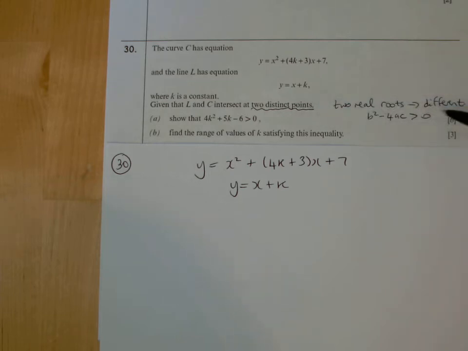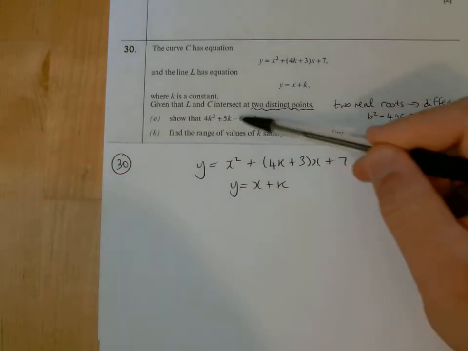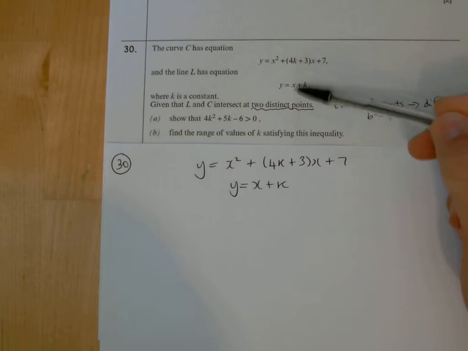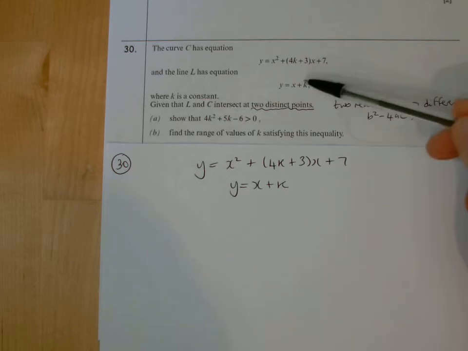So if you've got two distinct real roots, we often think of this discriminant thing, don't we? b squared minus 4ac is greater than 0, because we've got the two roots and they're distinct, they're different. So that's where we're going to get that inequality from, by looking at the discriminant. However, we've got two different things going on here. We've got a curve and we've got a line. How on earth are we going to get the b squared minus 4ac from this?